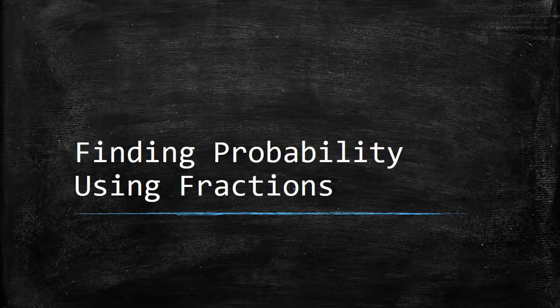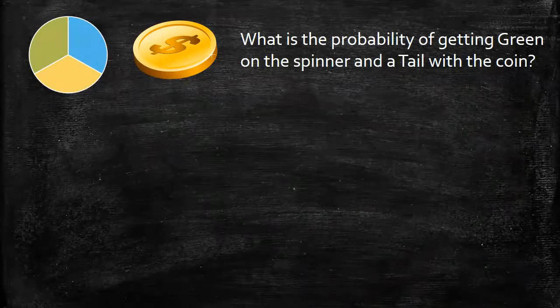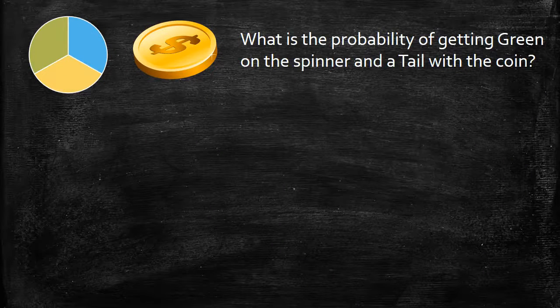Here we're going to take a look at how we can find probability using our knowledge of fractions, and especially fractions multiplication. To start off, let's start with another example here. So we're going to look at finding what is the probability of getting green on the spinner and a tail with a coin.